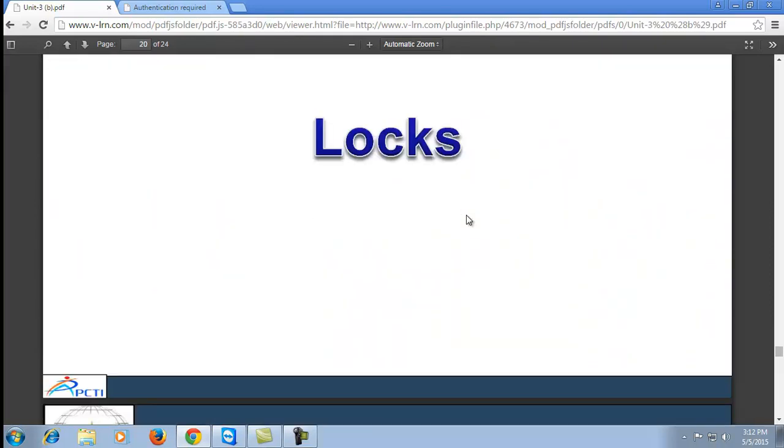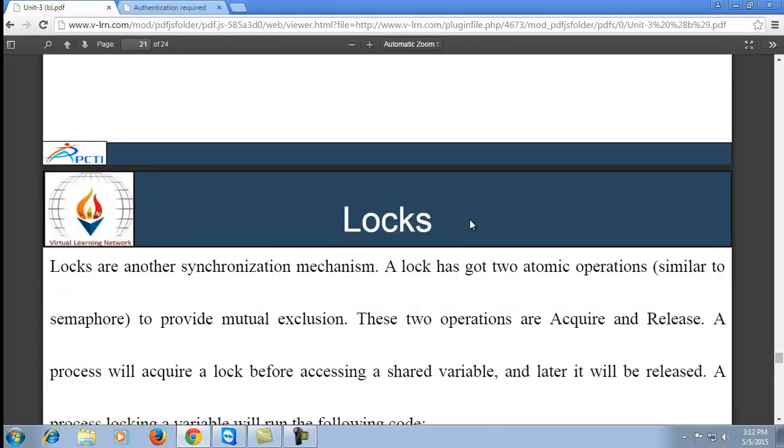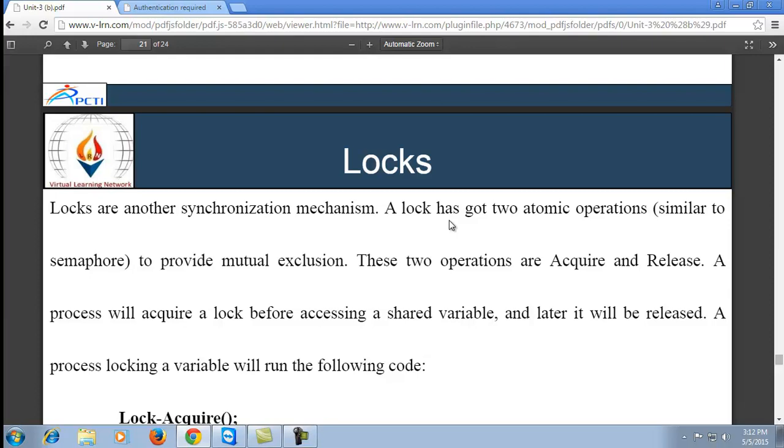Then the next topic is locks. Locks are another synchronization mechanism. A lock has 2 atomic operations, similar to a semaphore, to provide mutual exclusion. These 2 operations are acquire and release. These operations should be followed for acquiring the lock or for storing the data. After storing the data, we need to acquire the lock, and after locking that particular data or task, if we want to access it, then we have to acquire the lock and then release that lock for storing and accessing the data.